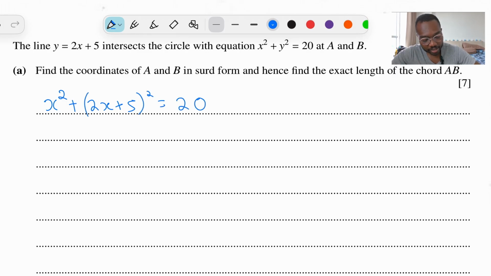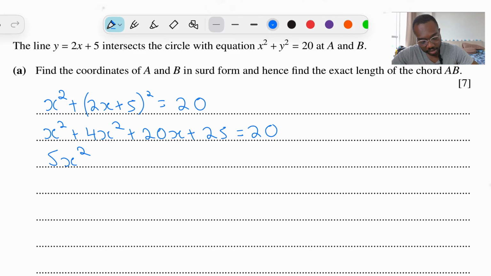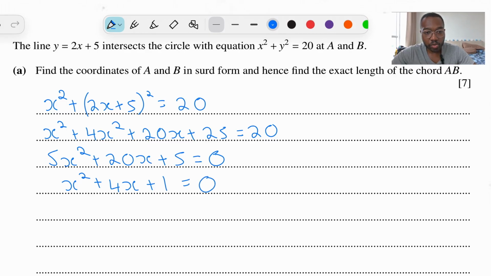I'm just going to expand the brackets out, so we get x squared plus 4x squared. Then we get 2x times 5, which is 10x, and then another 10x, so we get 20x. And then we get 5 times 5, that's 25, and that's equal to 20. Therefore, we get 5x squared plus 20x plus 5 is equal to 0. Therefore, we get x squared plus 4x plus 1 is equal to 0.